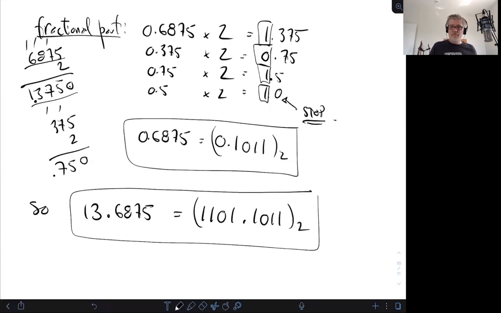That's it. What does the 2 outside the bracket mean? It means it's in binary. It's all zeros and ones, but if I didn't write it, you could mistake this for some decimal number that just happens to have only zeros and ones in it. So this means it's written in binary. Is that okay?